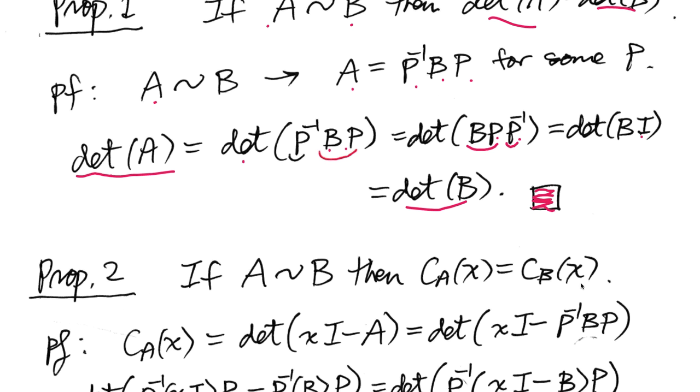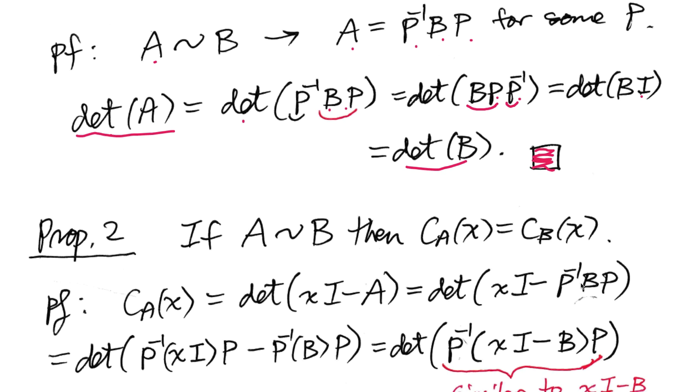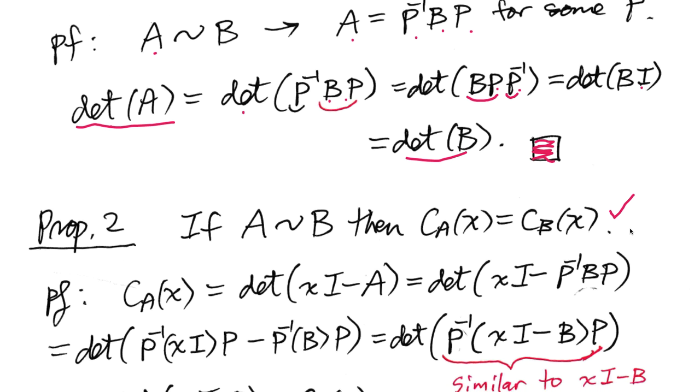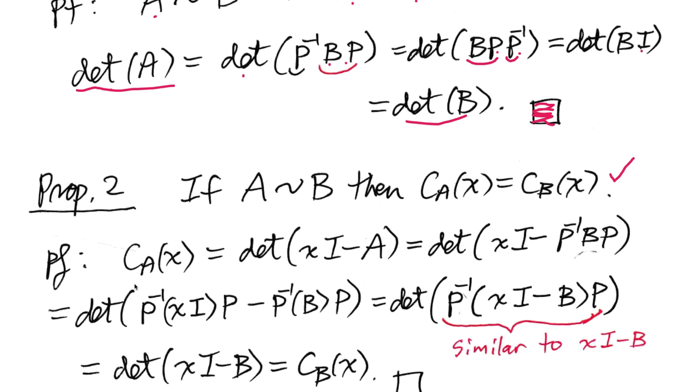Another little proposition here. If A is similar to B, then they have the same characteristic polynomials. Let's go ahead and see why that's true. The characteristic polynomial of A in X, where we're using the variable X now instead of lambda, is the determinant of xI minus A. That's just the definition.